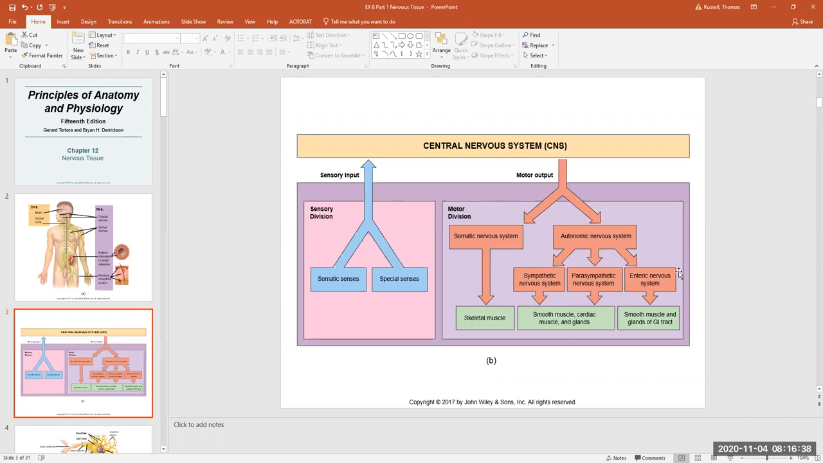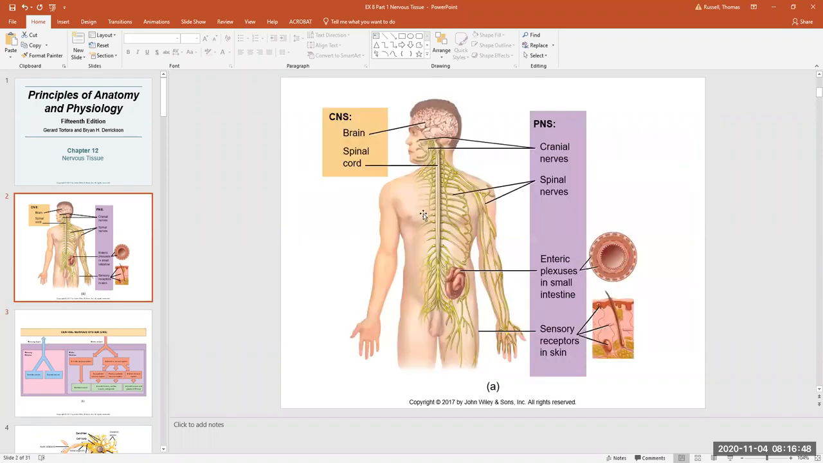Everything you see in this purple box is the peripheral nervous system, the PNS. And what you're looking at in blue and red represents all of the nerves in the body: 12 cranial nerves, 31 pairs of spinal nerves. These nerves carry neurons, where some of the neurons are transporting sensory information to the spinal cord and to the brain. And some of the neurons in those nerves are carrying information out.